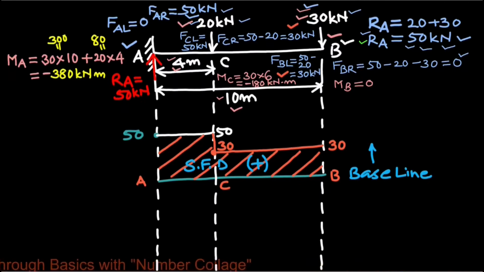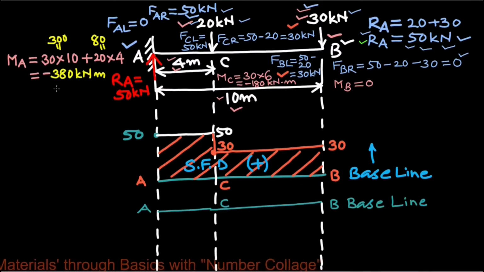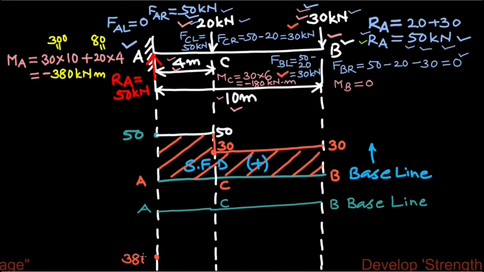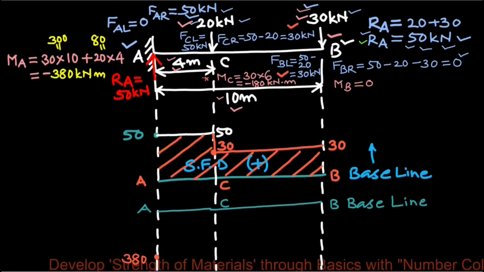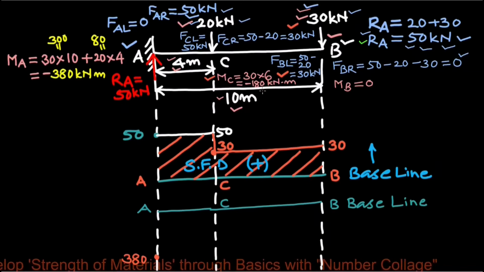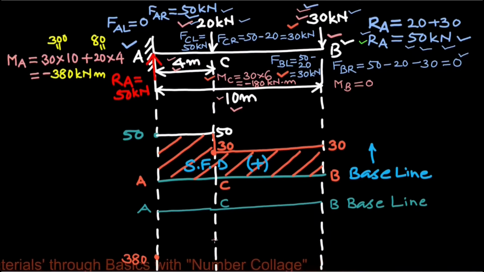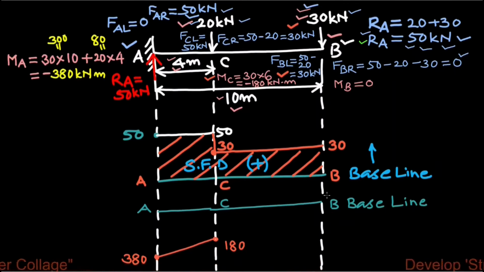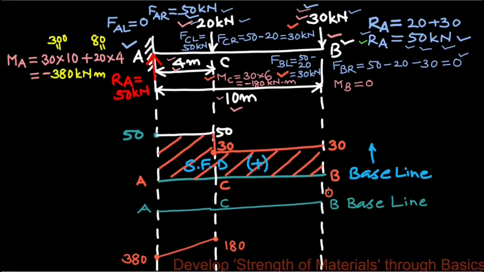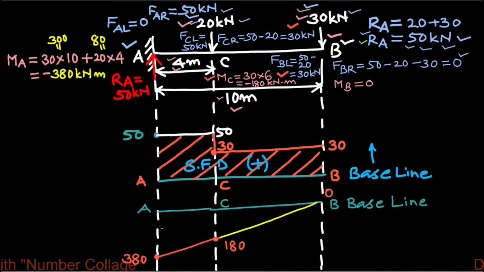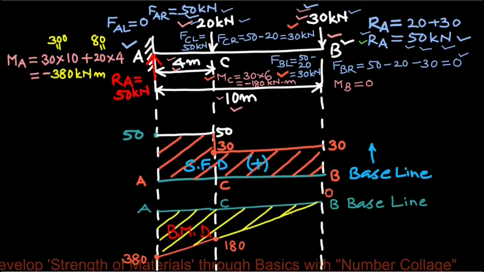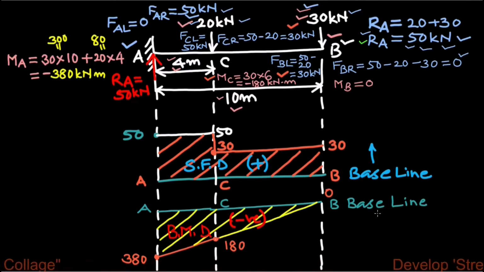For bending moment diagram, first we will draw the baseline ABC. Maximum value of bending moment 380. We will show below the baseline at this point 380 kilonewton meter. Then we will plot the bending moment at point C, which is 180 kilonewton meter, somewhere here. Next we will join 380 and 180, and then we will join 180 to bending moment 0 at point B. So this will be the bending moment diagram, which is negative, hence shown below the baseline.